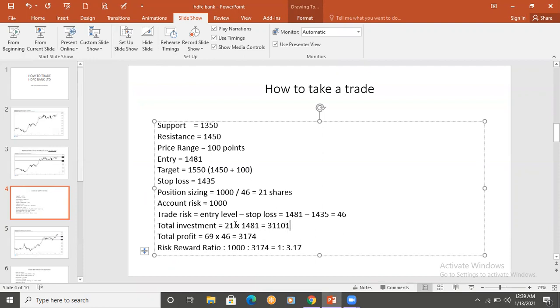Now let's say you do not have this much amount to invest in HDFC Bank, you can decrease your position sizing. So instead of 1000, you may select 500 here. So you can buy around 10 shares, and your investment will be around 14,000 to 15,000 rupees.